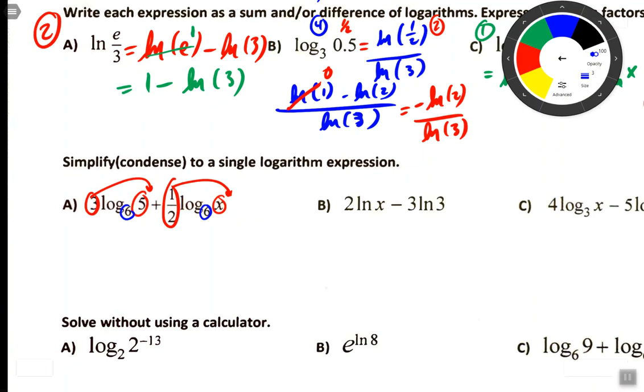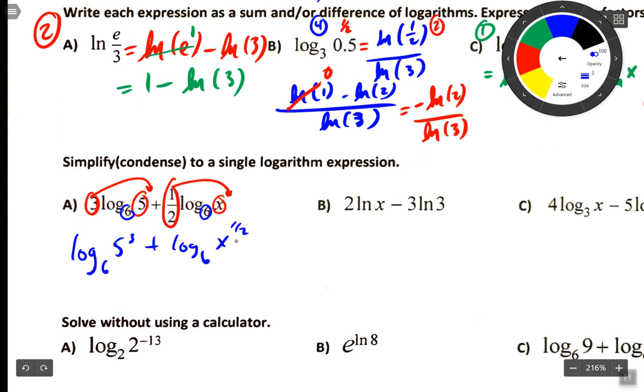When you do that, you end up with log base 6 of 5 cubed plus log base 6 of x to the 1/2 power. Now, what does the plus do? What property is it? Property 1. Does that mean I just get to multiply them? Does everybody see it? We're just going to multiply them. But what is 5 cubed? You learned this last unit. It's 125. And then it's just the square root of x, right? Look what we did. We took all that and mushed it together.